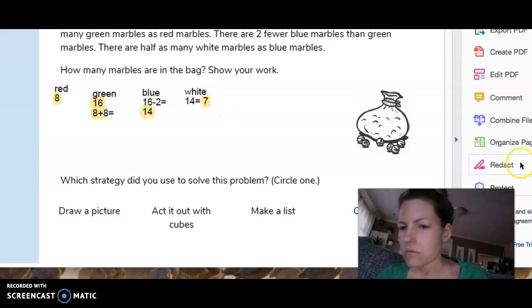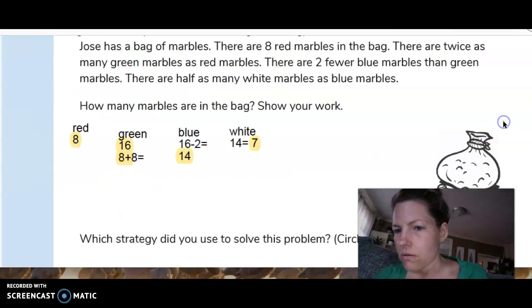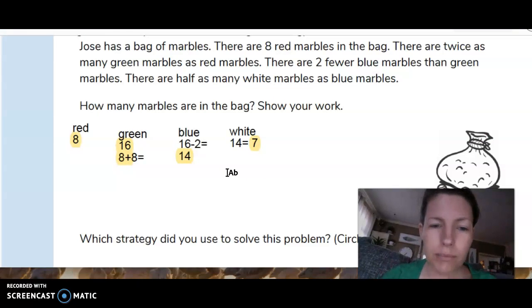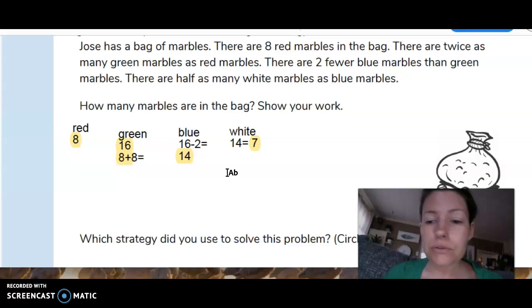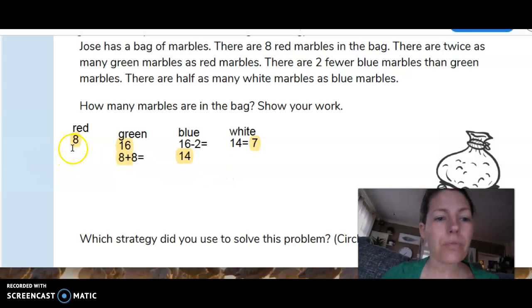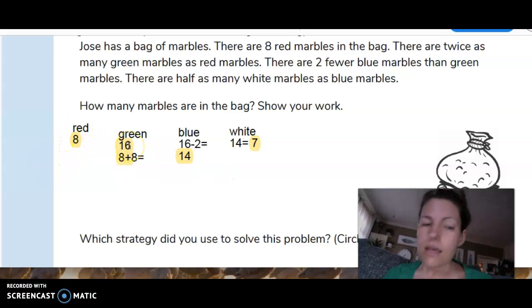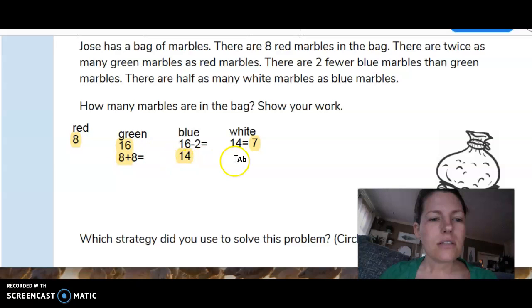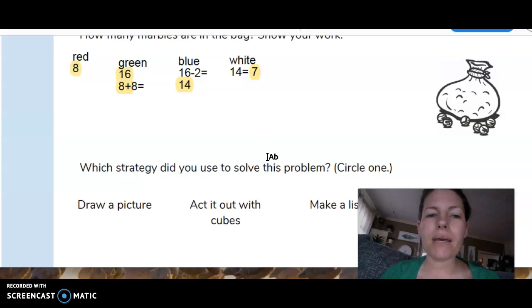Now notice, this problem does not give you the numbers of each color marble. Now they give you clues to help you figure out what the answer will be, but you have to use those clues to figure out how many of each color there are. Luckily, we did that together, so you know that there are 8 red marbles, 16 greens, 14 blues, and 7 whites. Here is the big question.